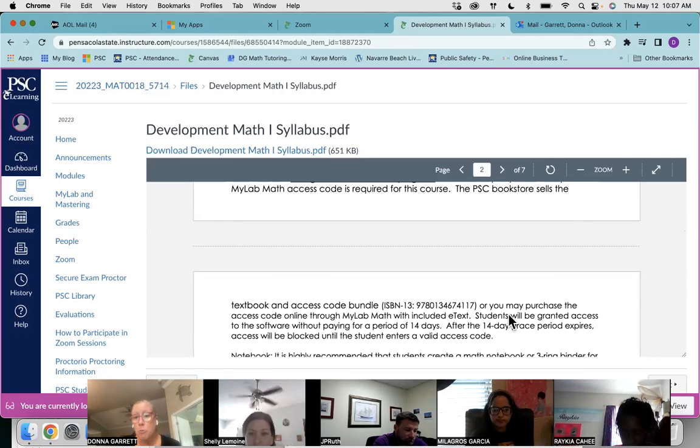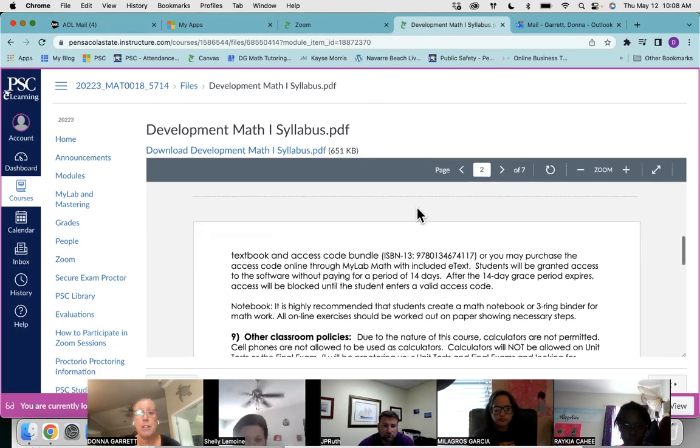Hey, students, this is what I was telling you earlier. You will be granted access to the software without paying for 2 weeks. So if you don't have anything right now, you can still sign up for My Math Lab. After the 14-day period expires, they'll block you, but all you have to do is enter your access code and then you're still there. Okay. Any other questions? That's a really great question.